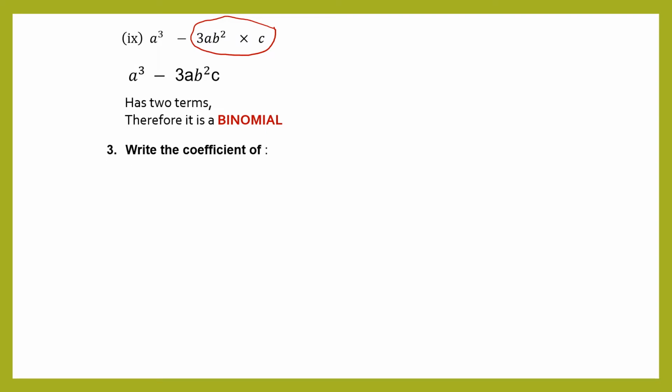Okay, moving on to question 3. Coefficient. Write the coefficient of xy in minus 3axy. What is a coefficient? Any factor or group of factors of a term is called the coefficient. Now I have xy. Let me keep only xy here and look at the remaining, which is minus 3a. So if I leave out xy, the coefficient of xy is minus 3a.